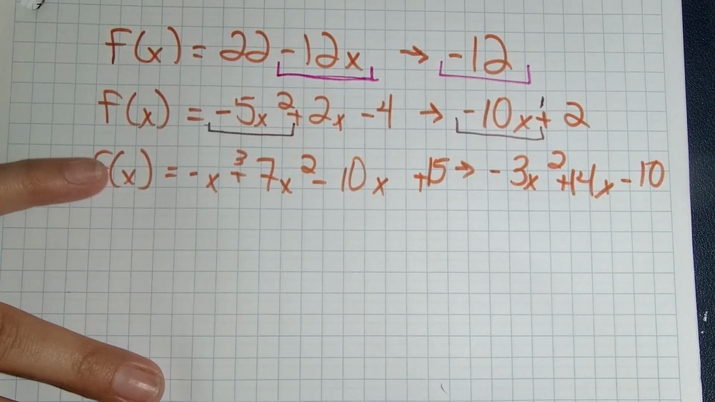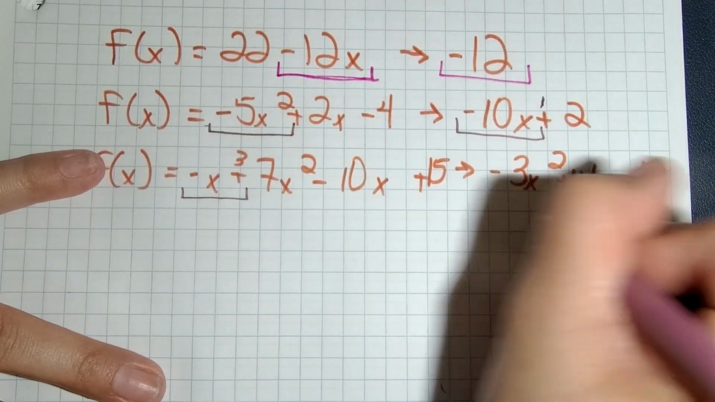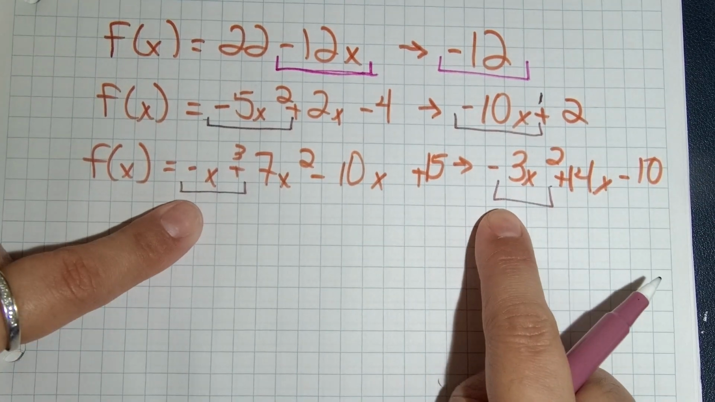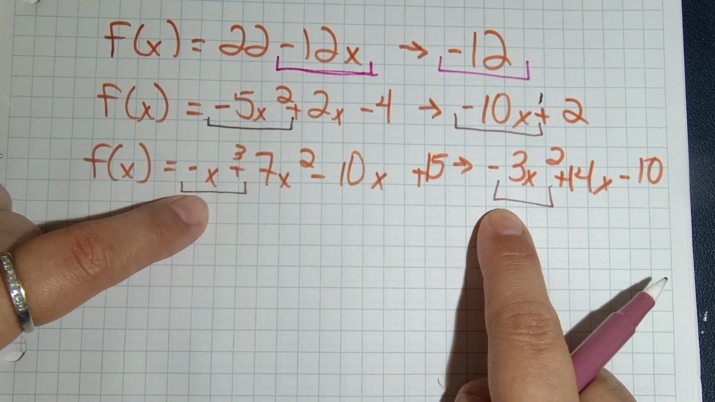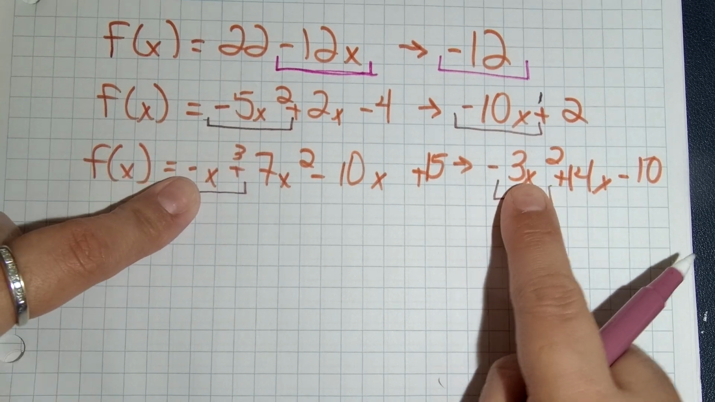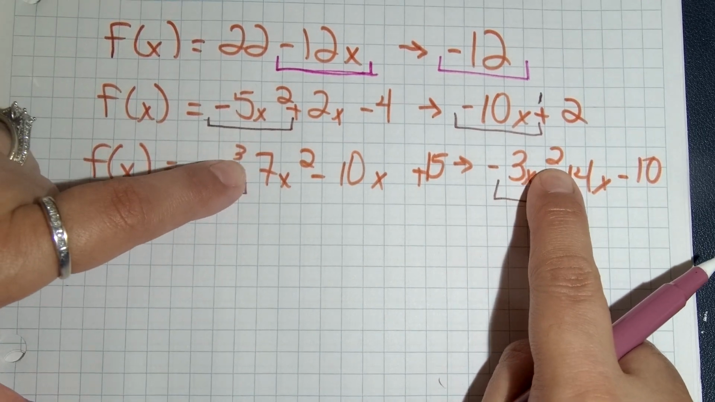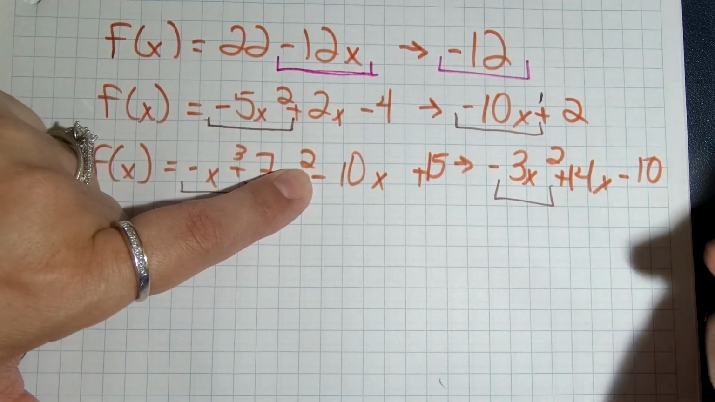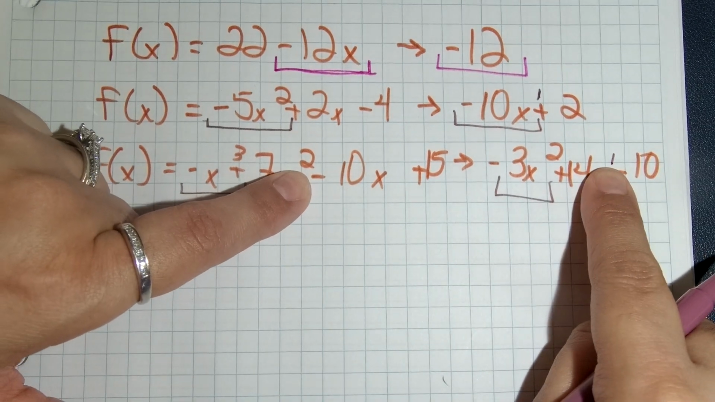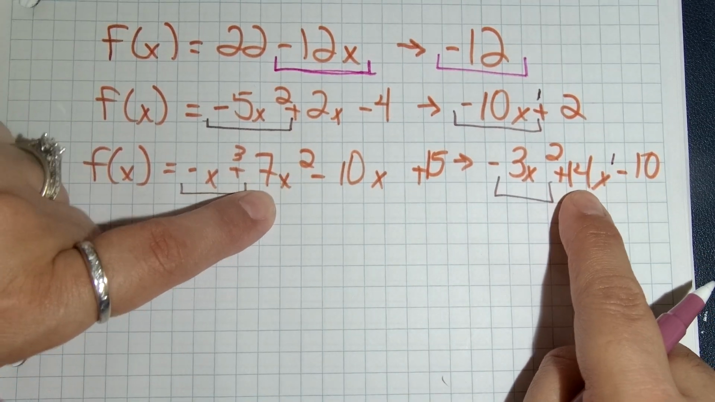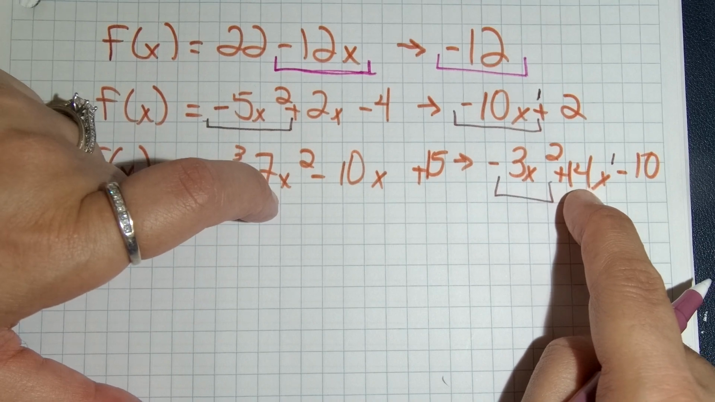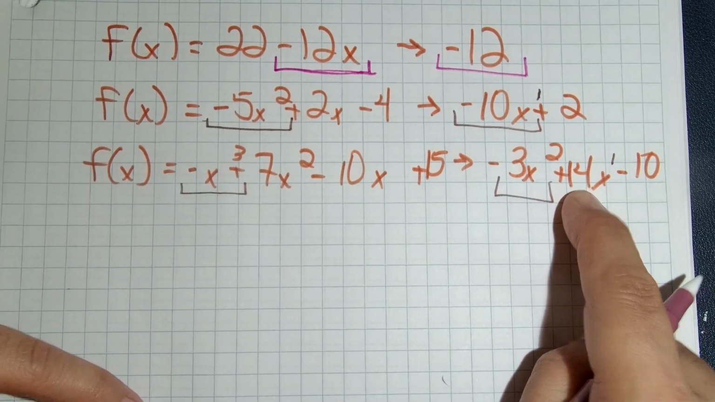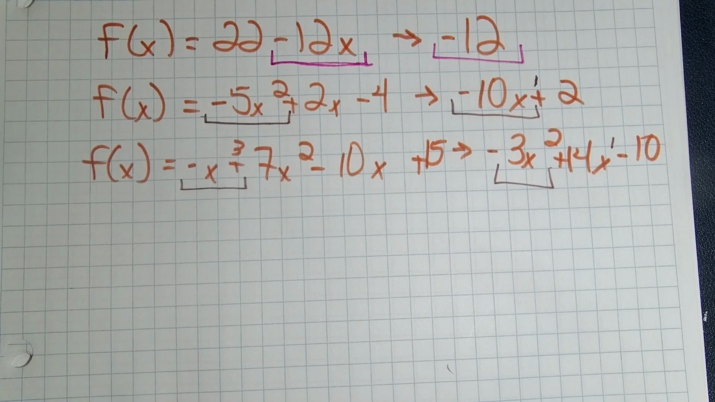Let's look at the next one. What is going on between these two terms? You multiply 3 times negative 1, and that gets you negative 3. What happens to the exponent? It goes down by what? By 1. What's happening to this exponent? Going down by 1. And how do we get 14? 7 times 2. This is the difference quotient, but we now have a rule for it.